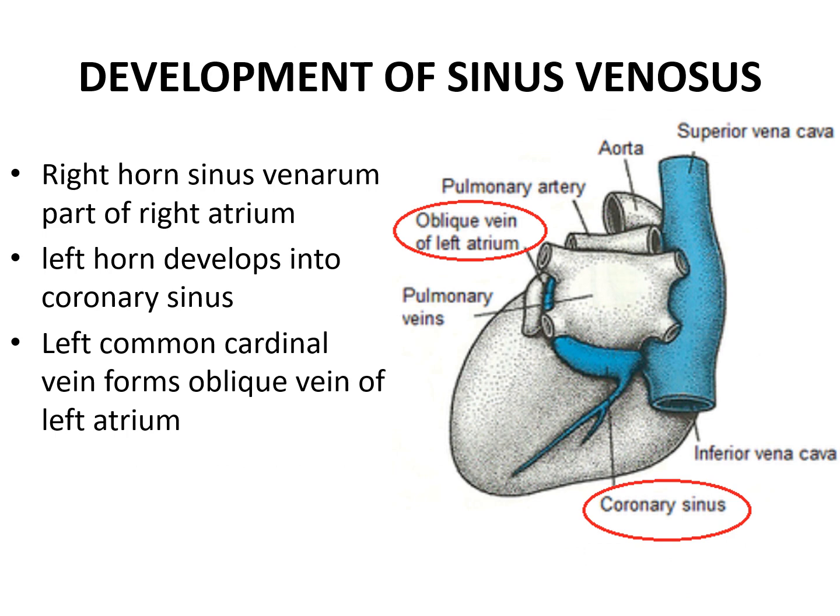The right horn of the sinus venosus gets absorbed into the right portion of the right atrium, forming the smooth part of the right atrium, the sinus venarum, while the left horn, which is a shrunken horn now, forms the coronary sinus. And the left common cardinal vein leads to the development of the oblique vein of the left atrium.